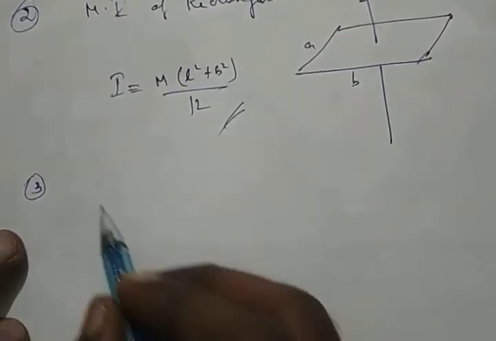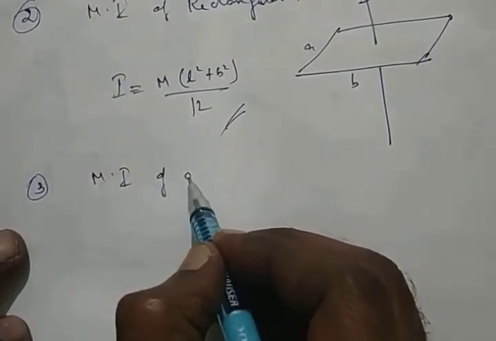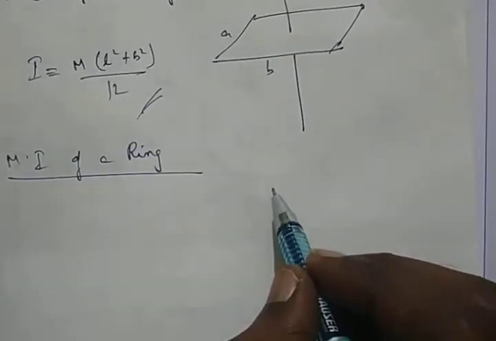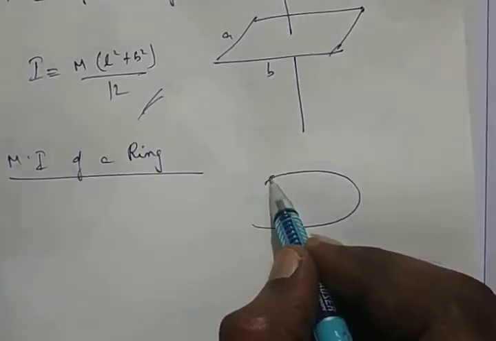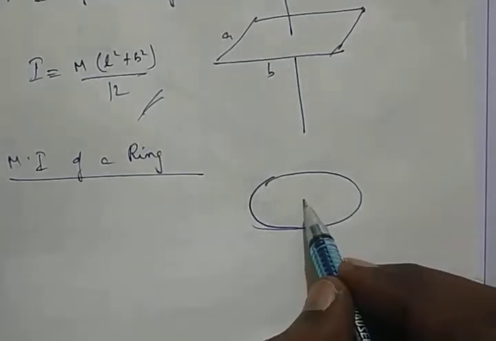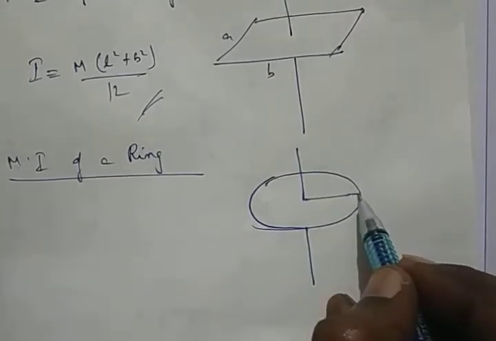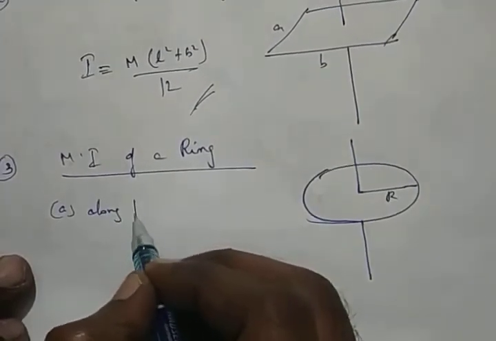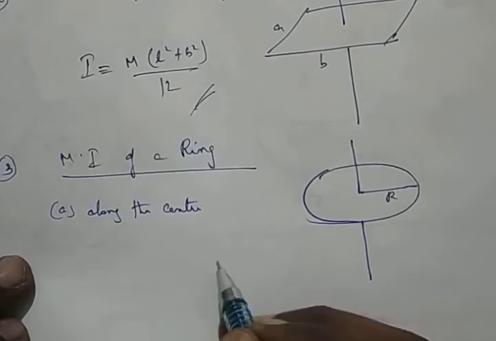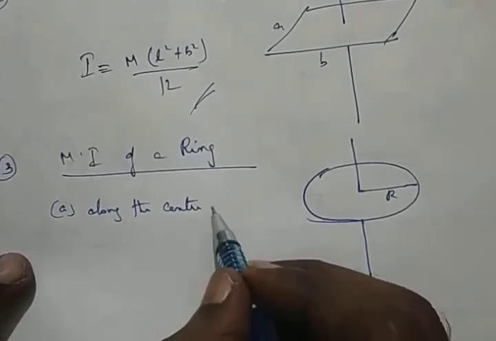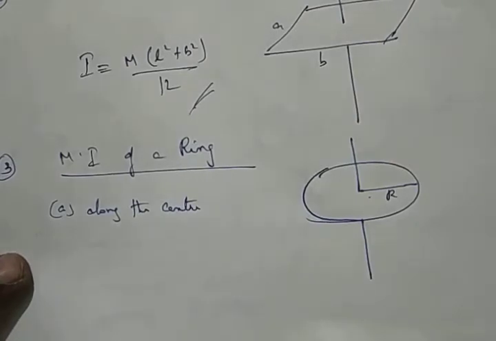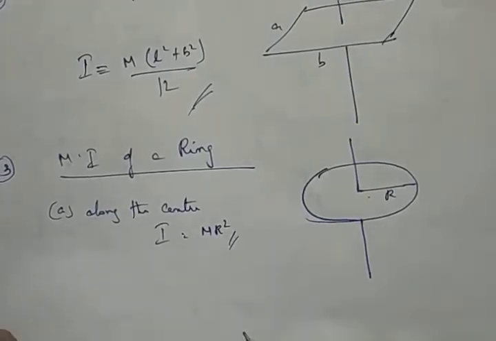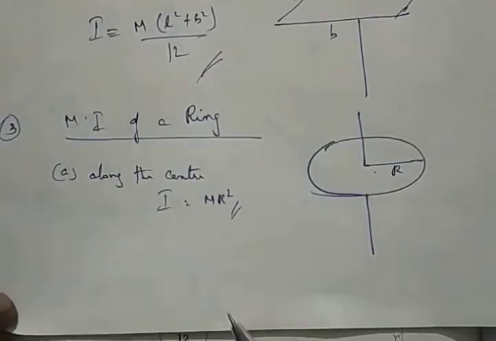We'll go to the third one. Moment of inertia of a ring. So a ring will be like this. And this is the radius of the ring. So A part of it, along the center. So along the center, what is the moment of inertia? I is going to be equal to mr square. This one you need to memorize. That also you need to memorize. I is equal to mr square.